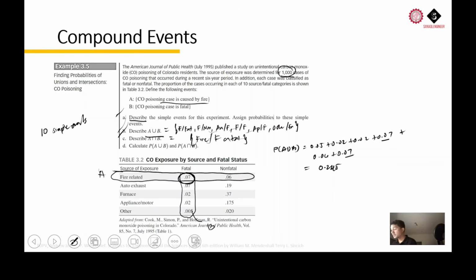Now for letter D, calculate the intersection. The intersection is A intersection B. That is only 0.07 because that's only the intersection of event A and event B.